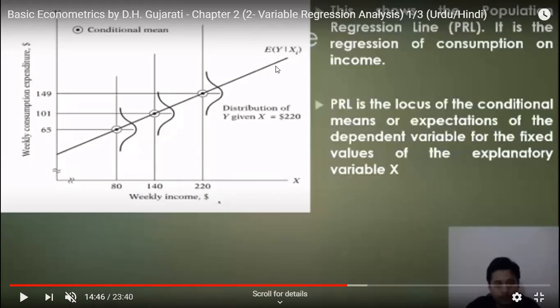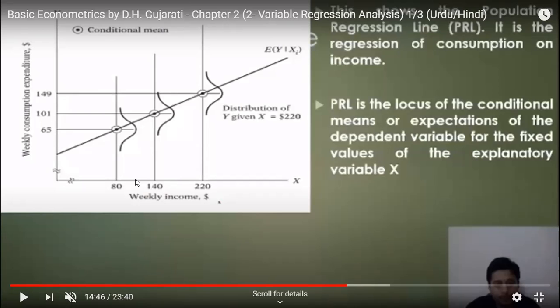Any questions about how they are drawing this line? Professor, I did not understand. Okay. So if x equals 80, what is the conditional mean of y? 65. Okay. They plot it here, 80 and 65. Remember, 65 is the mean value of y.